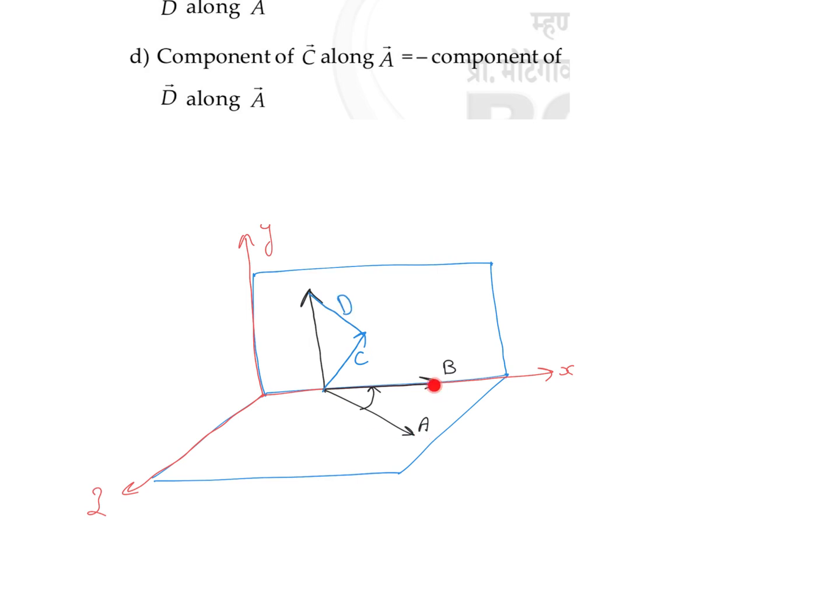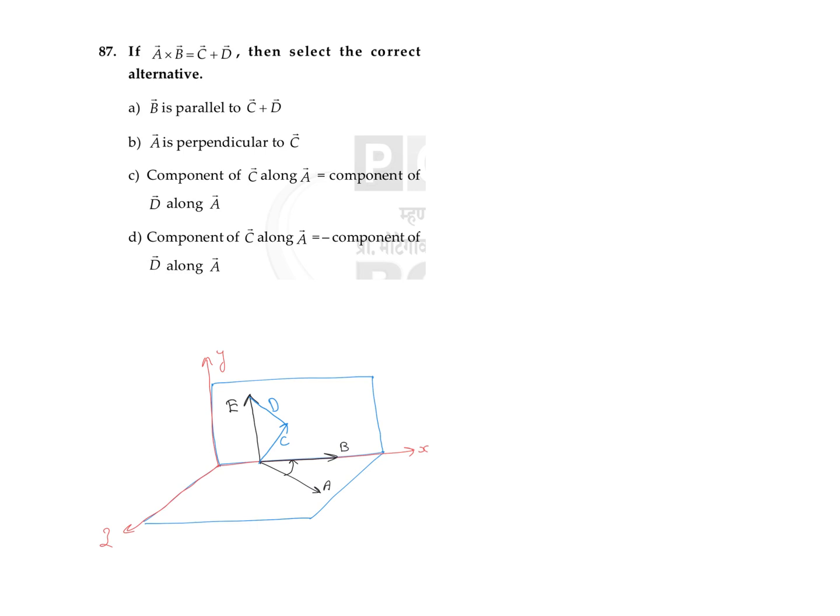That is, A cross B is this vector. Let's say I'm just writing that vector as E vector, and C plus D is also equal to E vector. Just try to imagine it. C vector and D vector are in the x-y plane and E is along the y-axis, and A and B are in the xz plane. Now you can just understand the options.